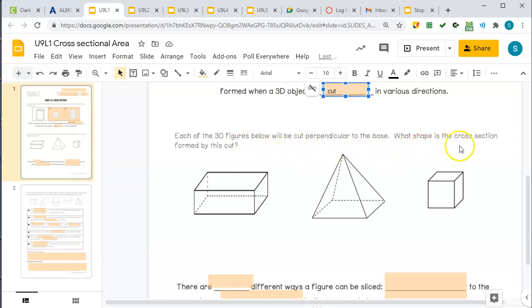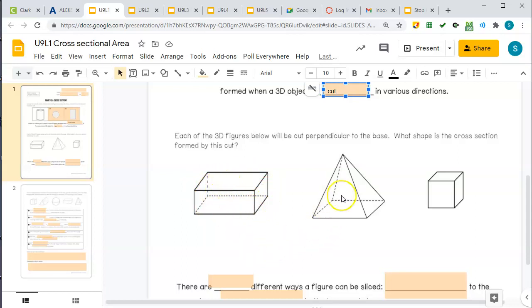Each 3D figure can be cut perpendicular to the base. What shape is the cross-section formed by this cut? So we want to cut perpendicular to the base. Our base is this region down here, right? And if we cut perpendicular to, that means 90 degrees to, we would get this rectangle here, or if we cut the other way, we would get this rectangle here.